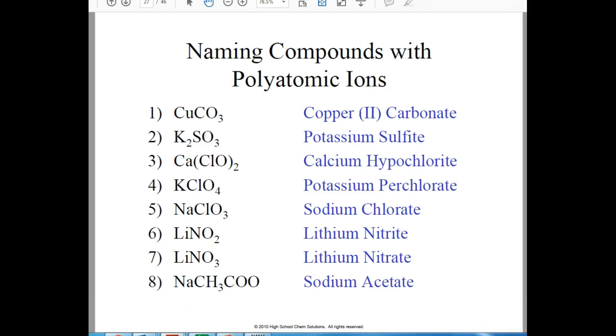Alright, so be able to use your polyatomic ion sheet to name compounds and know if they need a Roman numeral or not. I want you now to stop and do number 1 on the worksheet, and then make sure you check with me before you move on.